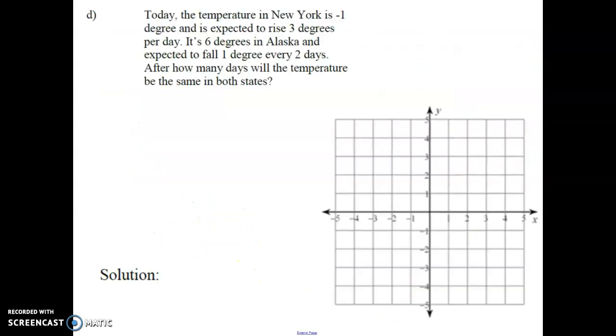Okay, last problem. It's a word problem. Do not skip it, because to get a 3, you have to be able to do word problems. So today the temperature in New York is negative 1, so I'm going to start at negative 1. And each day it is expected to rise 3 degrees. So if we go up 3 each day, it looks like this. Then draw your line.